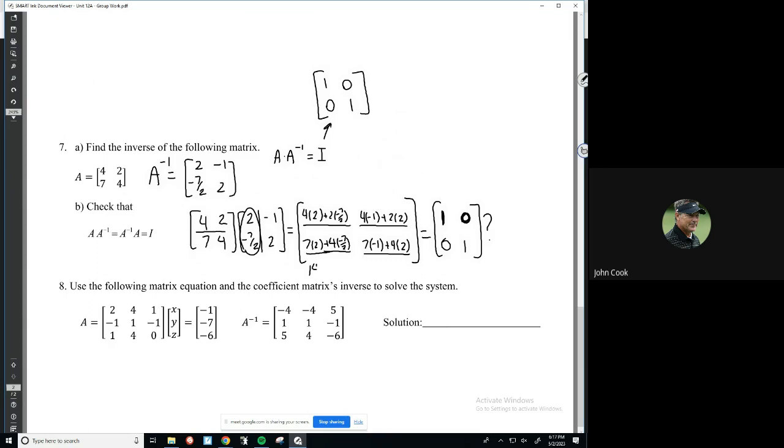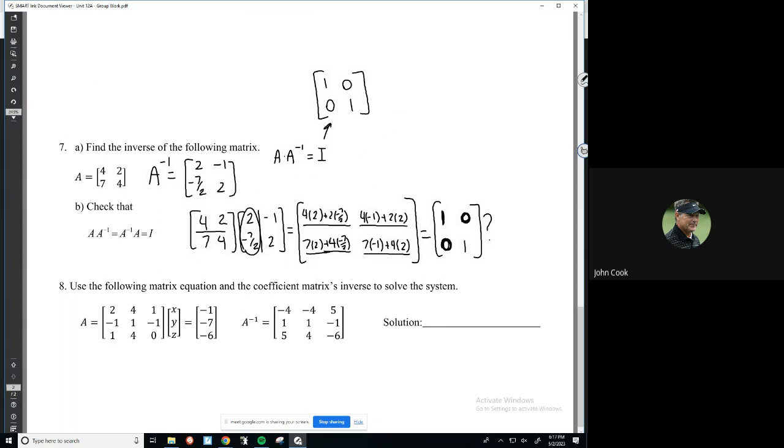So that's 14 plus, and then 4 times -7, that's -28, over 2, that's -14. And 14 minus 14 is 0. Yeah, that's good. So this one's good so far.